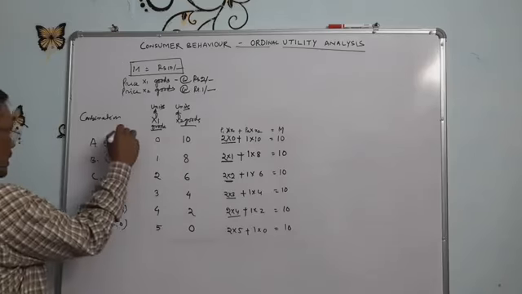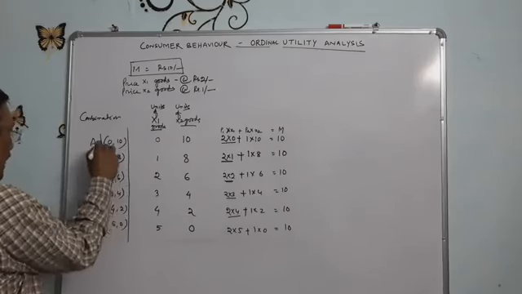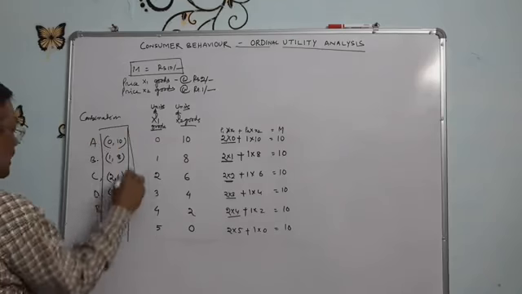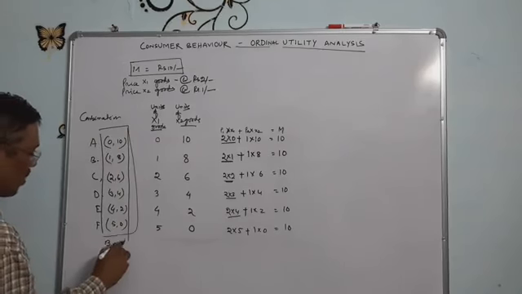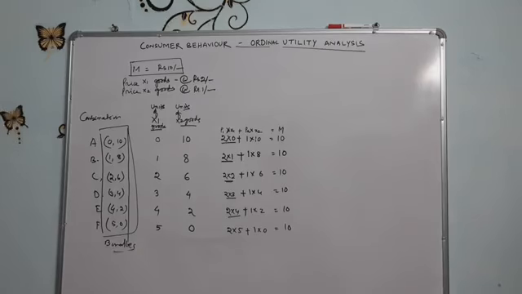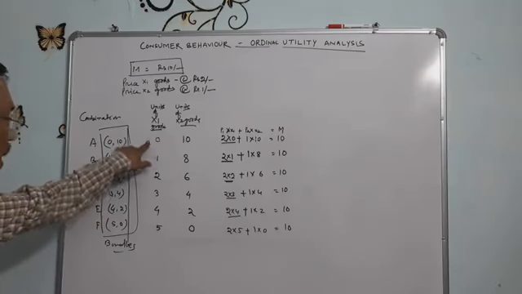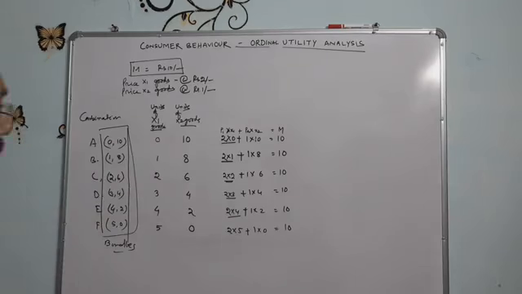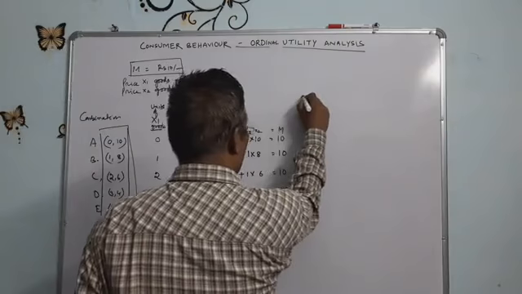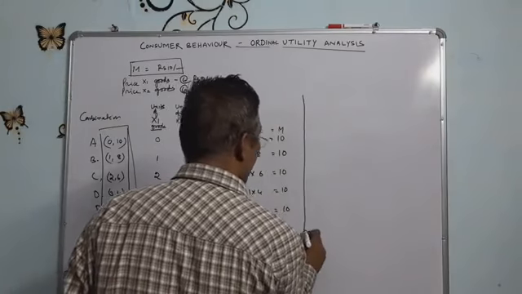These 0, 10, 1, 8, 2, 6, 3, 4, 4, 2 and 5, 0 are the different kinds of bundles. And if I show it in a diagram of units of good x1 and good x2, the diagram will be like this.